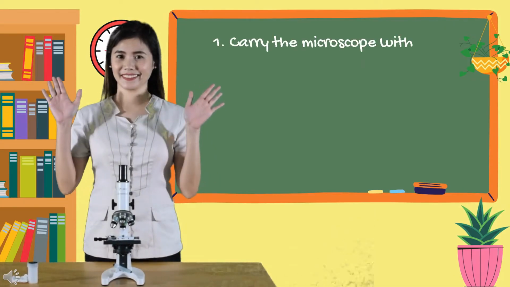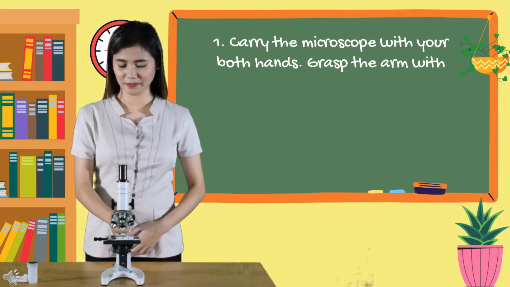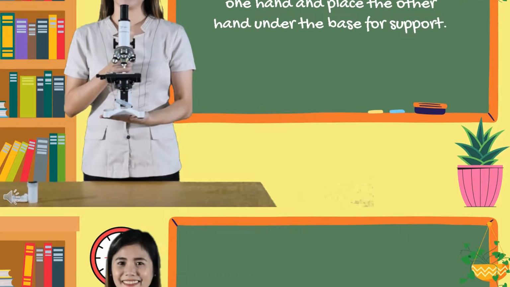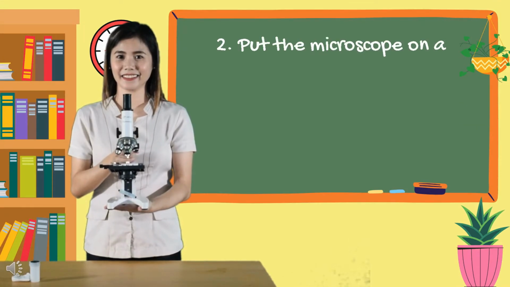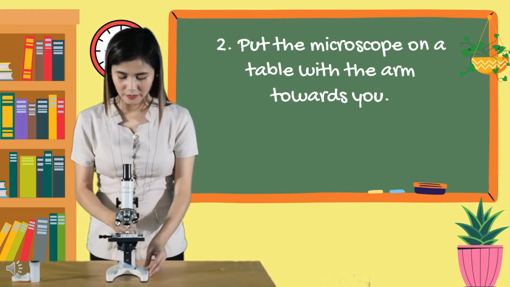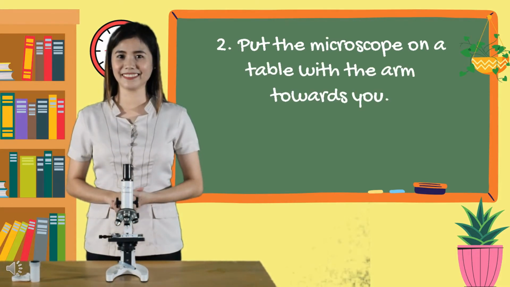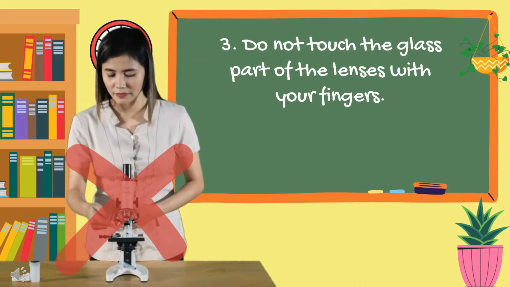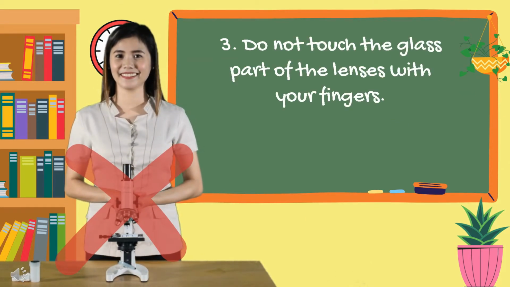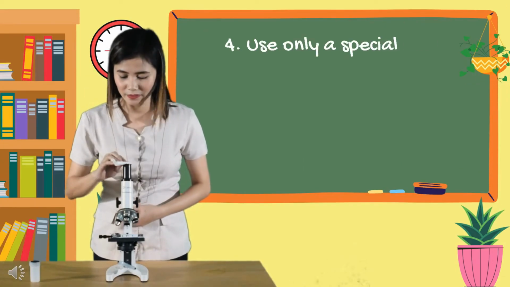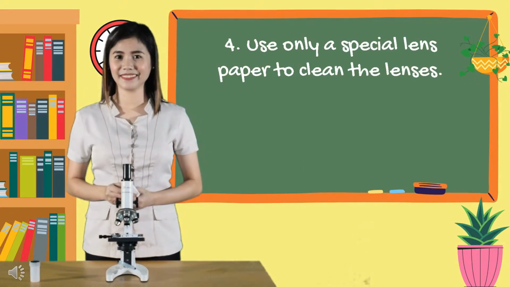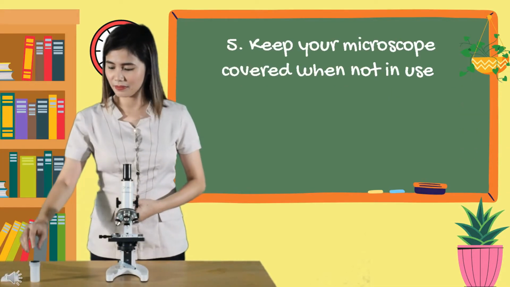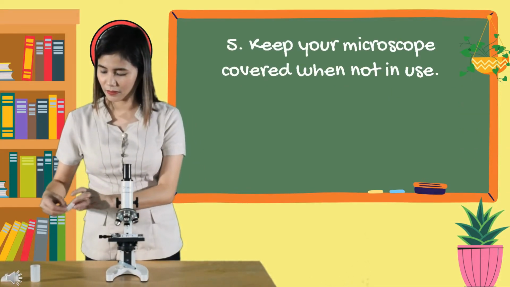Carry the microscope with both hands. Rest the arm with one hand and place the other hand under the base for support. Put the microscope on a table with the arm towards you. Do not touch the glass part of the lenses with your fingers. Use only a special lens paper to clean the lenses. Keep your microscope covered when not in use.